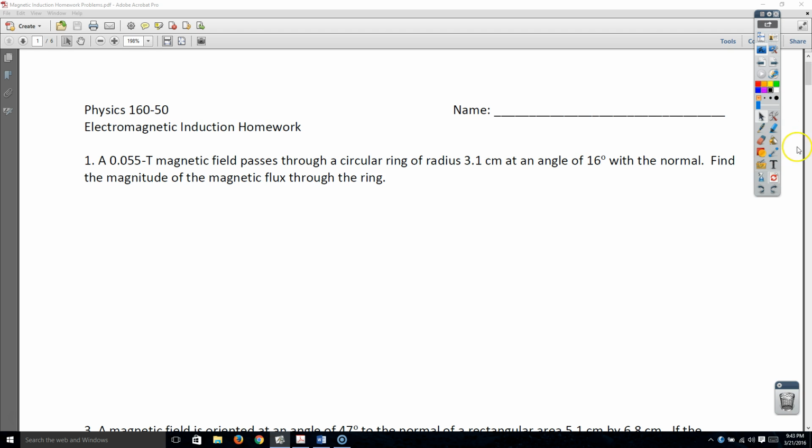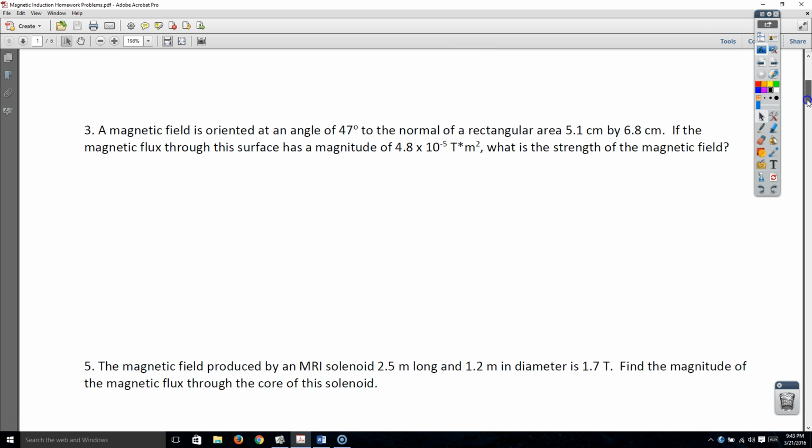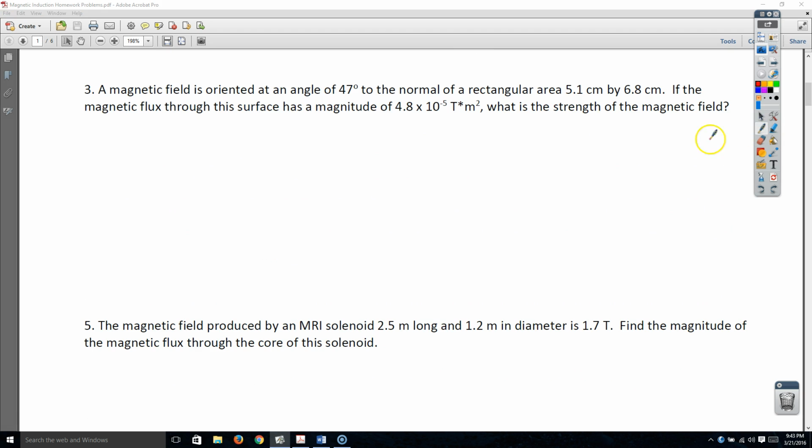Let's go ahead and take a look at number 3. That's the next one. We have a magnetic field here at an angle of 47 degrees to the normal. We have an area of 5.1 by 6.8 centimeters. We need to convert these, so this would be 0.051 and 0.068 meters, respectively. The magnetic flux is 4.8 times 10 to the negative 5th Teslas times a meter squared, so definitely want to make sure everything's in meters. What is the strength of the magnetic field?